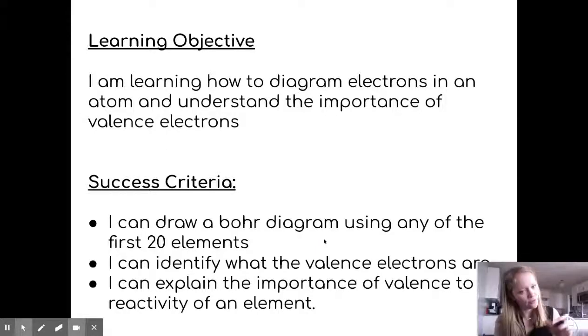we are going to take everything we learned about the atom in regards to finding the number of protons, the number of electrons, and the number of neutrons, and be able to now draw what we call a Bohr diagram, which is just a model of our atom. We should be able to do that with any of the first 20 elements on our periodic table. We should also at the end be able to identify what a valence electron is or are, and you should be able to explain the importance of valence electrons to reactivity of an element.